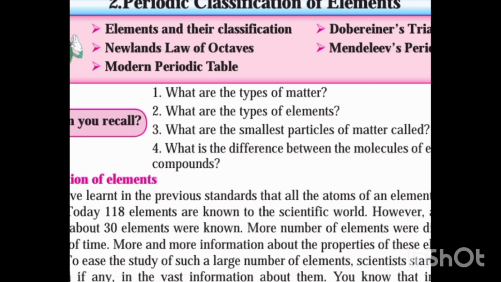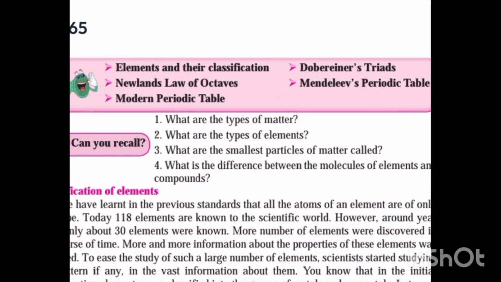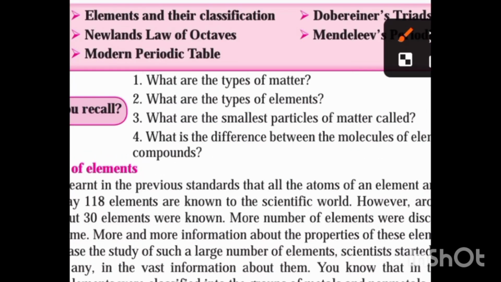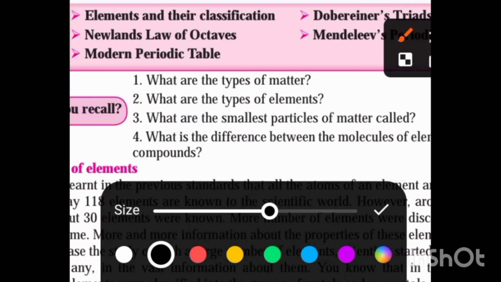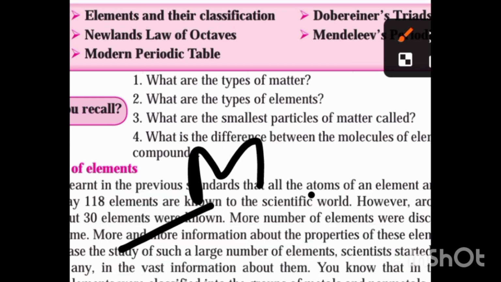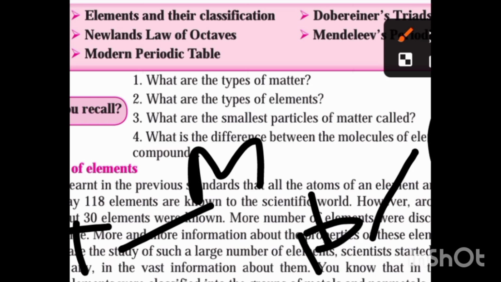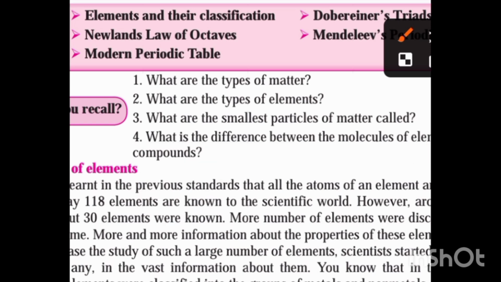Let us solve some questions first about the periodic table. Here it is given: what are the types of matter? Matter is basically divided into two types, temporary and permanent, and permanent is further divided into solid, liquid and gas. If you want my handwritten notes, please let me know in the comments. I'm very eager to share them with you. So that's the answer to the first question: there are two types of matter.